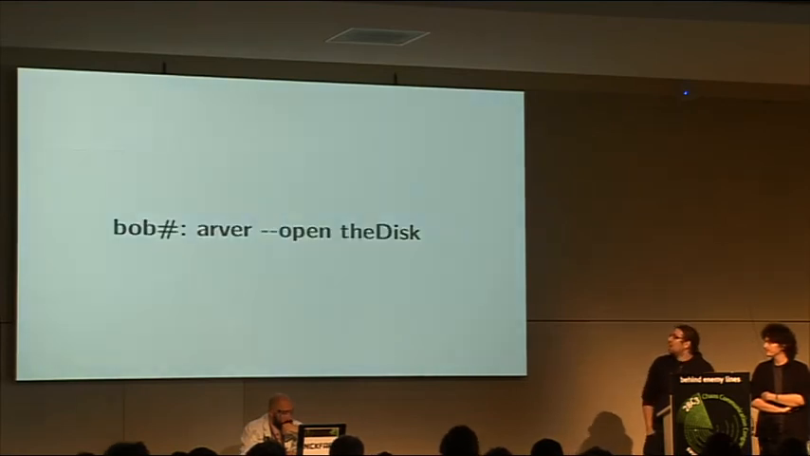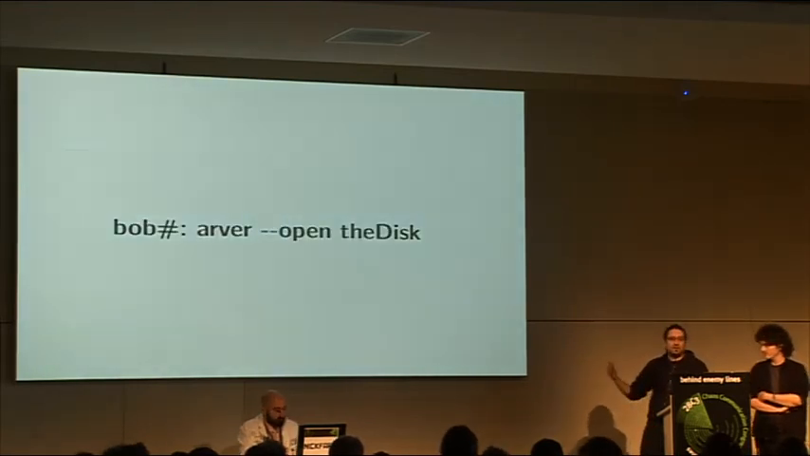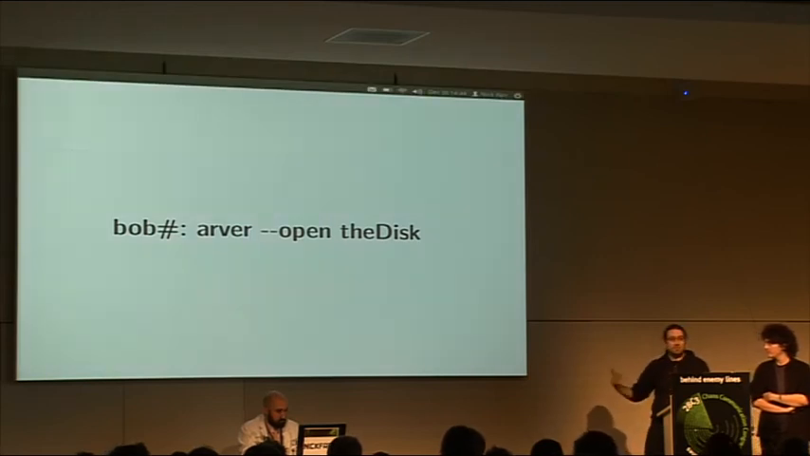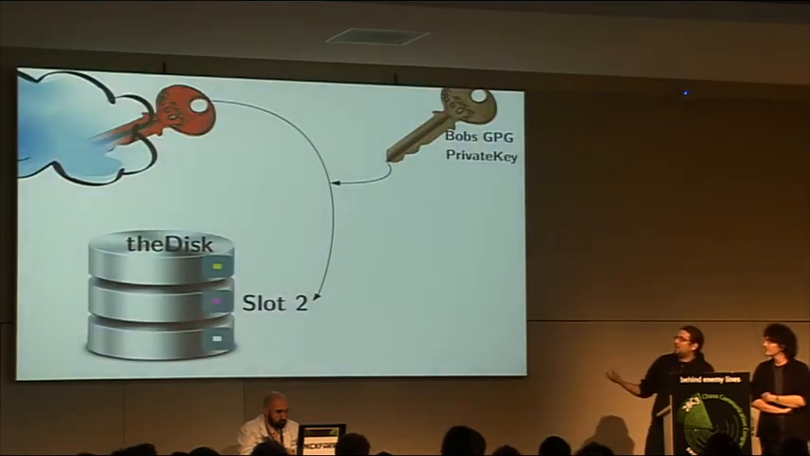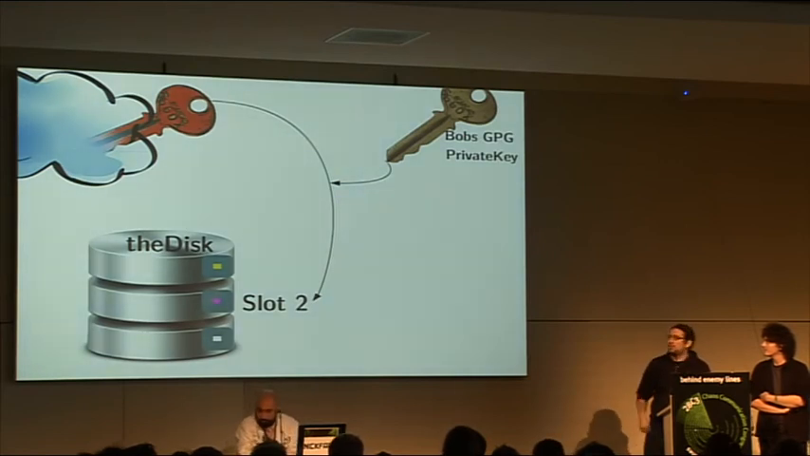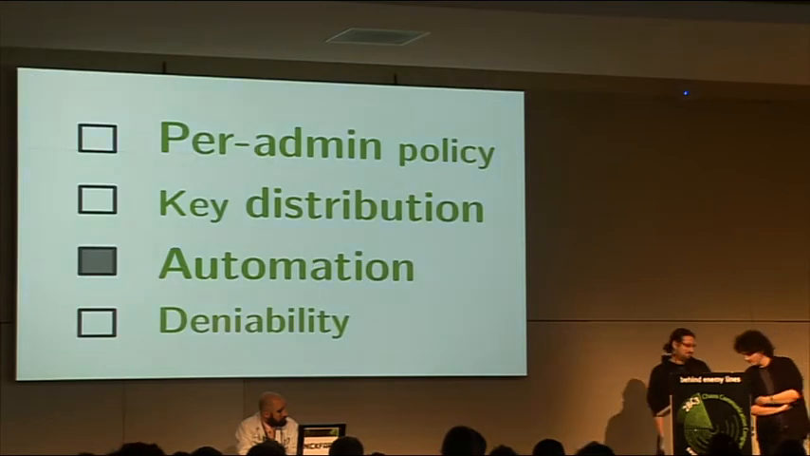Next slide. And then Bob can just type in that he wants to open that disk, and if the disk was closed, next slide, it will take the encrypted file, decrypt it with the private key, send the key to the slot, and open the disk. Next slide.